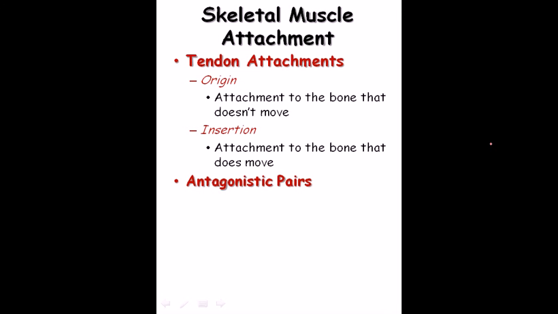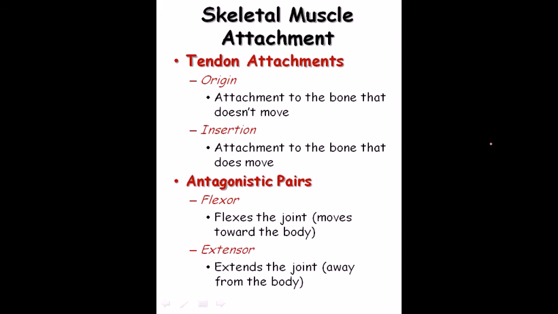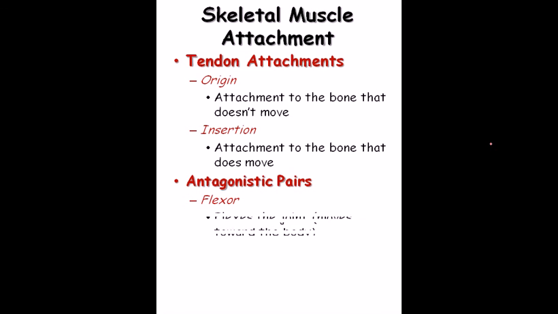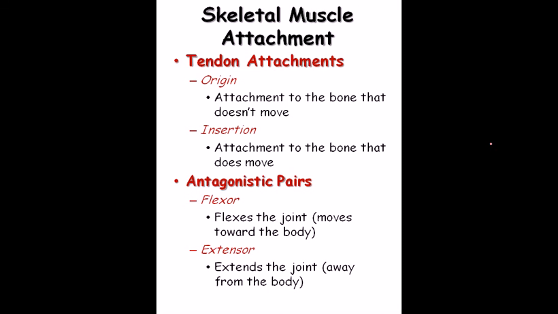Now there are also antagonistic pairs like flexors. The flexors flex the joint, that means it moves towards the body, and extensors extend the joint. So flexors flex the joint, extensors extend the joint. So this is the basic view of the muscle system inside our body, and the skeletal system inside our body. And I hope it will give you a little bit of basic view about the muscular system.